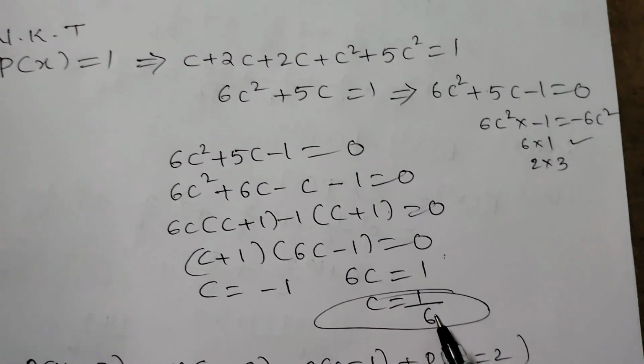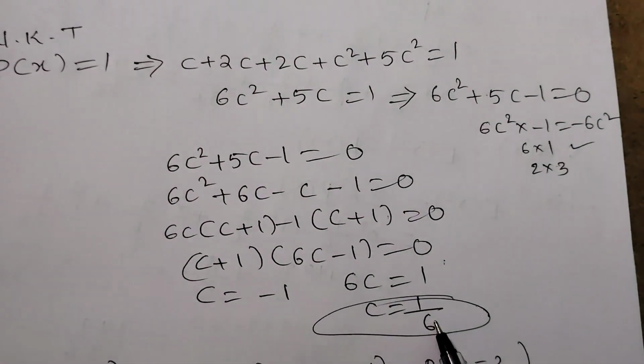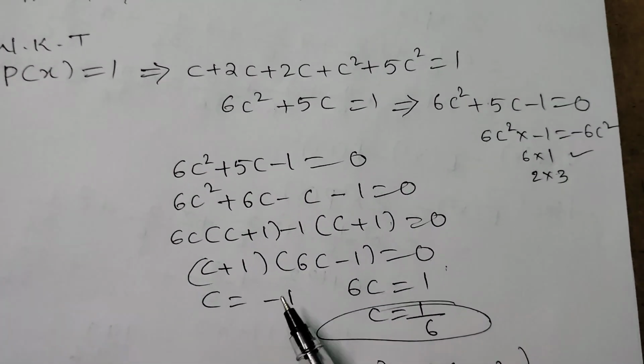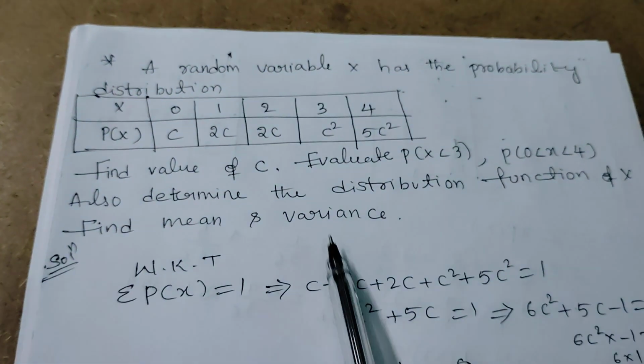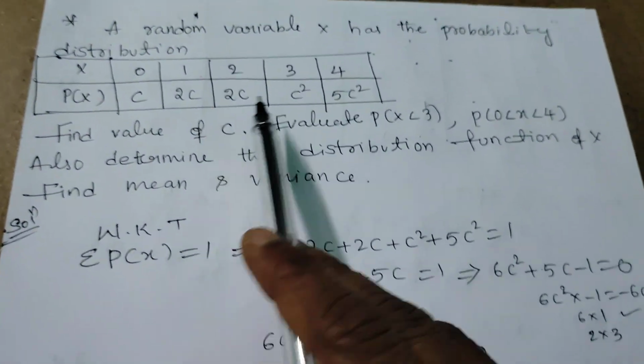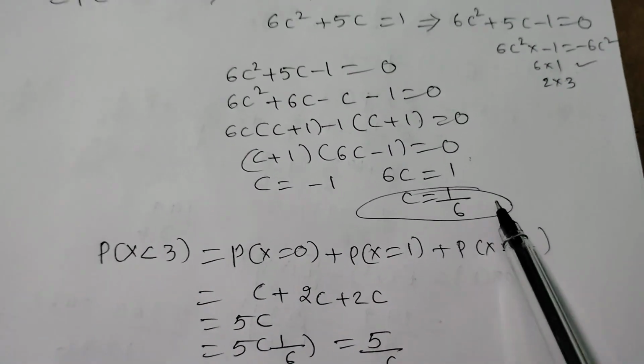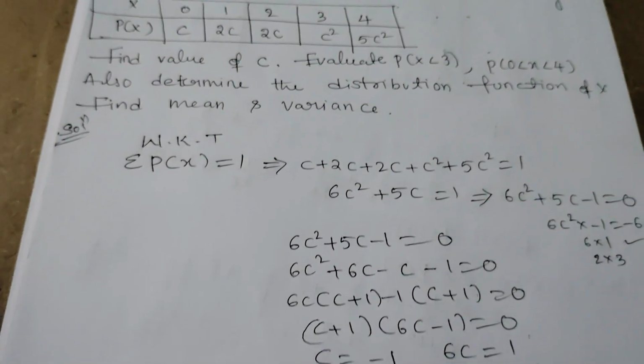c equals 1 by 6. But probabilities always lie between 0 and 1. So if we take c equal to minus 1, we get negative probabilities. That's why we don't take c as minus 1. So c equals 1 by 6.